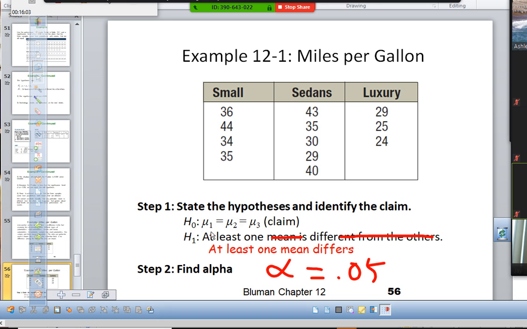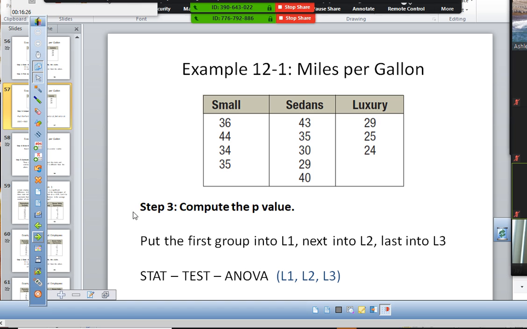So H0, mu1 equals mu2 equals mu3. It's your claim. H1, at least one mean differs, or at least one differs. And again, write down step 2. All you got to do is write down alpha. Alpha equals 0.05. Done. Next step, compute your p-value. Put your first group into list 1, next group into list 2, your last into list 3.